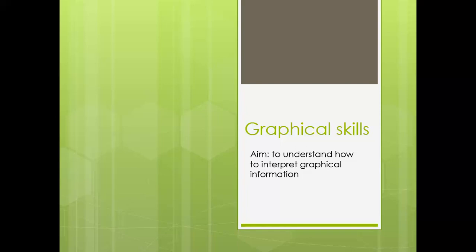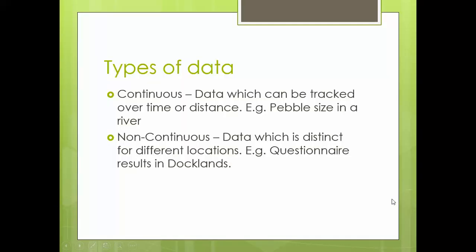Okay, first and foremost, we've got the different types of data. This is important to remember because it helps you when you're thinking about the way of analysing it. First off, we've got continuous data. This is data which can be tracked over time or distance, for instance pebble size in a river or along longshore drift. Otherwise you've got non-continuous data. This is data which is distinct from each other. An example is the questionnaire results which you do at various different points. The current year 11s did it in Seaford, the current year 10s did it in Docklands, so you've got these different types of data. That's non-continuous because it's not going over a continuous period of time or a continuous distance.